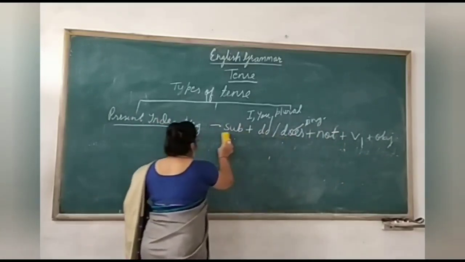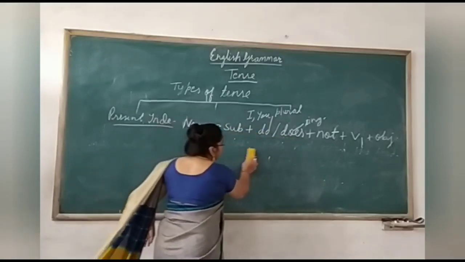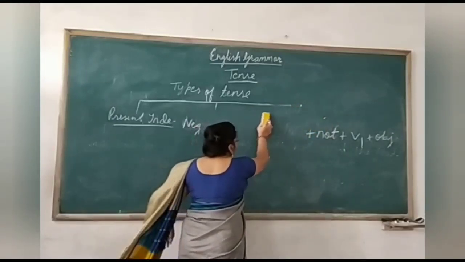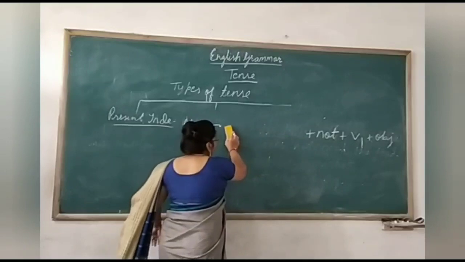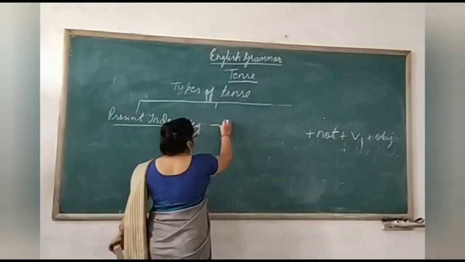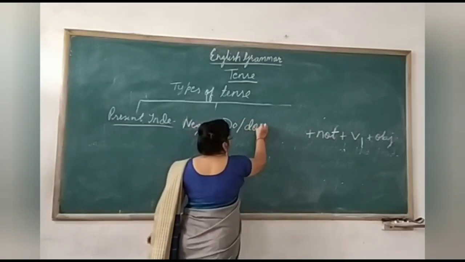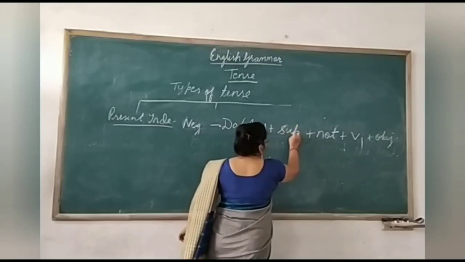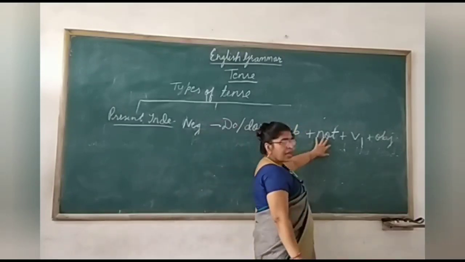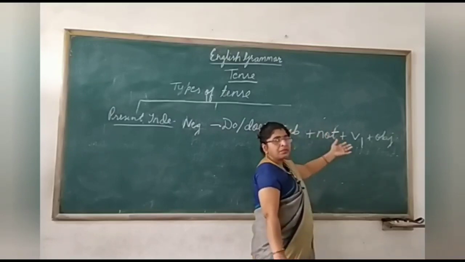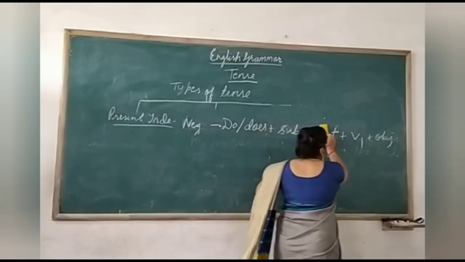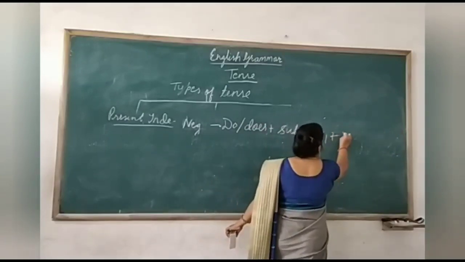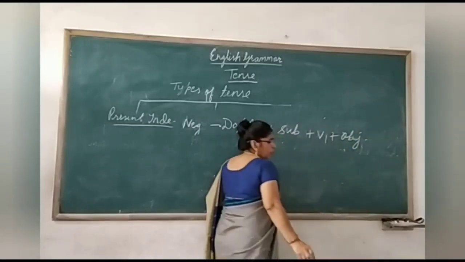Very easy, children. You have to change the position of does and do here. Because we have to construct an interrogative sentence, the verb will come in the beginning. See here, do, does, then we'll add what? Subject. Then either you can write not also, that will become interrogative negative. Clear? V1, then object. This is the structure of interrogative sentence, children.